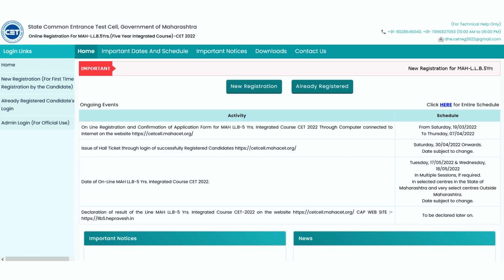So this interface is going to be there when you click on the link that I have provided in the description box. So the new registration, right, and thereafter you can register. So yeah, this interface is there for MAH LLB 5 years, 5-year integrated course CET 2022. Right, now let's check out the important dates.